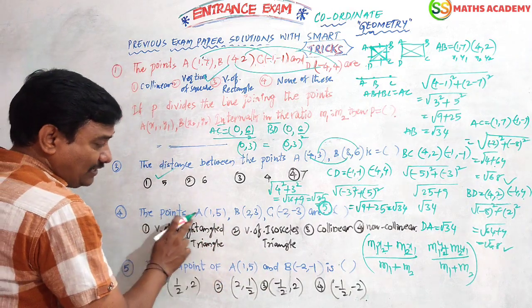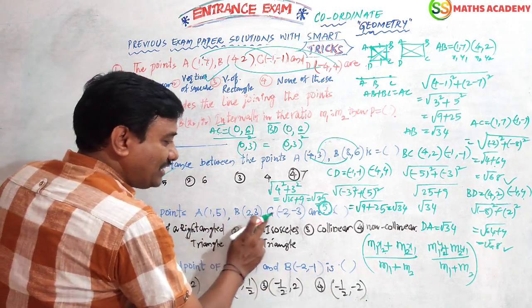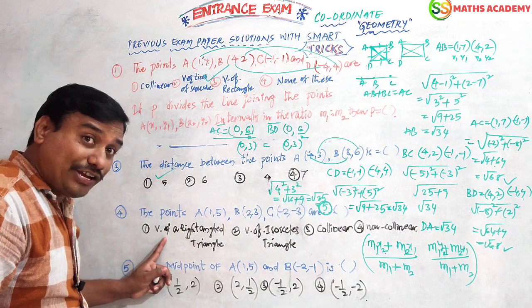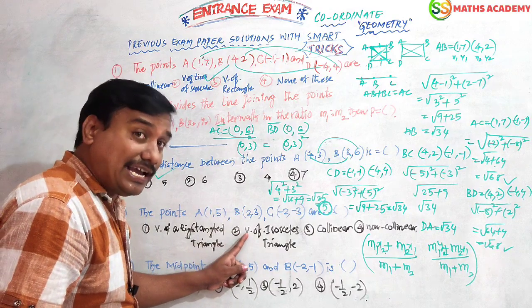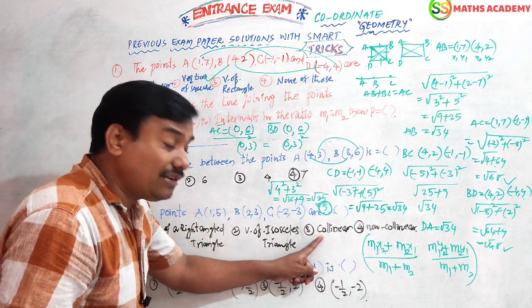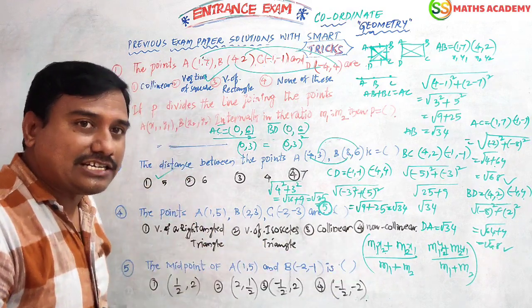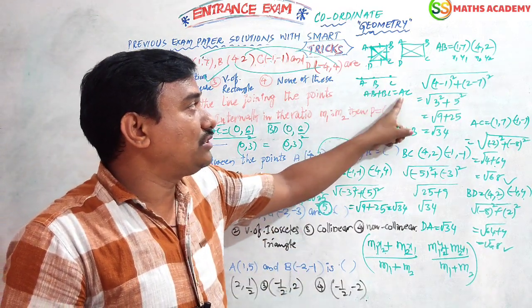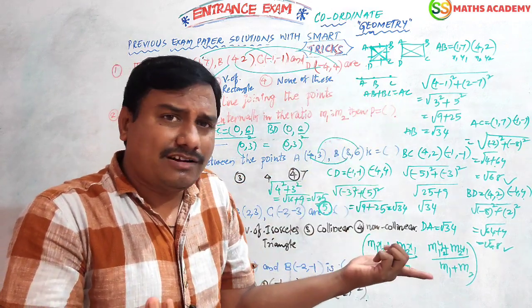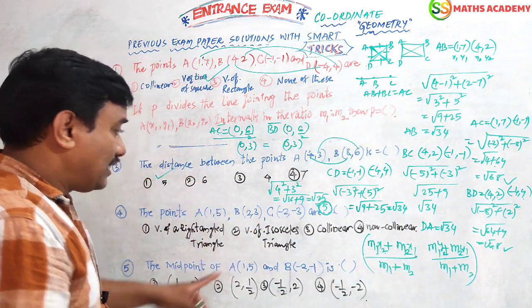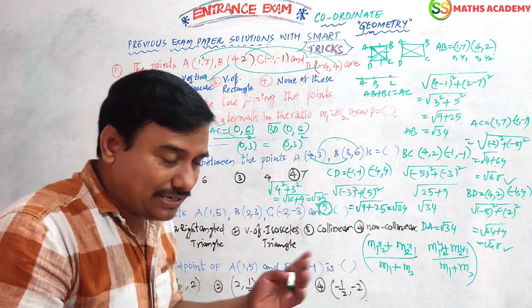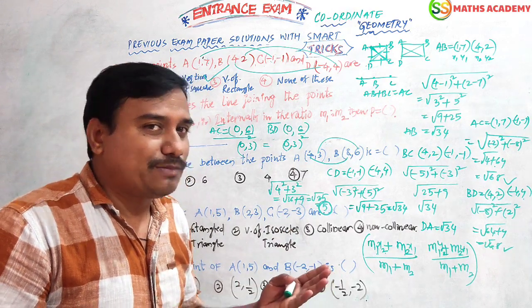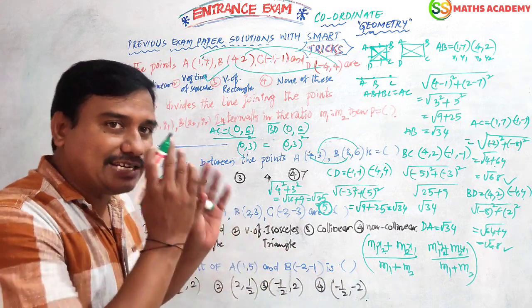Right. Next, the points A(1, 5), B(2, 3), C(-2, 3) are vertices of a right angle triangle, vertices of an isosceles triangle, collinear, non-collinear. Which is correct? I said collinear: the sum of any two sides equals the third side. This is collinear. Otherwise, it's non-collinear, right? Now isosceles means any two sides are equal. Right angle triangle means AC square equals AB square plus BC square. Which is correct? We have to check it now.